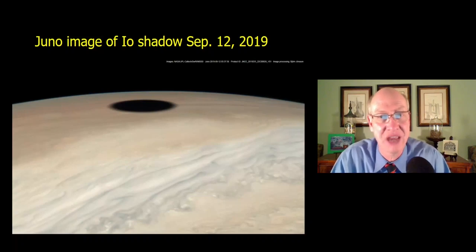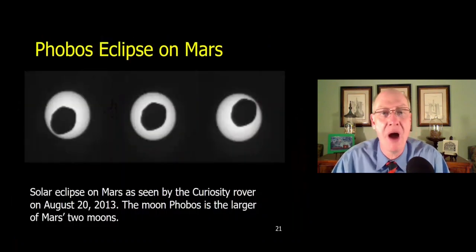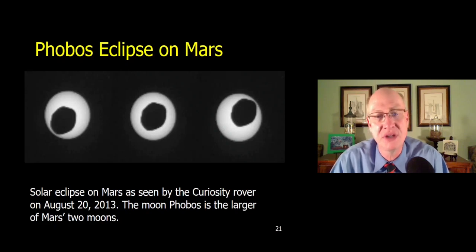This is a spectacular photograph taken in September of 2019 by the Juno spacecraft in orbit around Jupiter, and it was just skimming above Jupiter's cloud tops at this moment when it happened to catch the shadow of Io. Again, a total solar eclipse on Jupiter. Other planets in the solar system get total solar eclipses. In the case of Mars, the rovers sitting on the surface of Mars have photographed Phobos, which is the larger of Mars's 2 moons, passing in front of the sun.